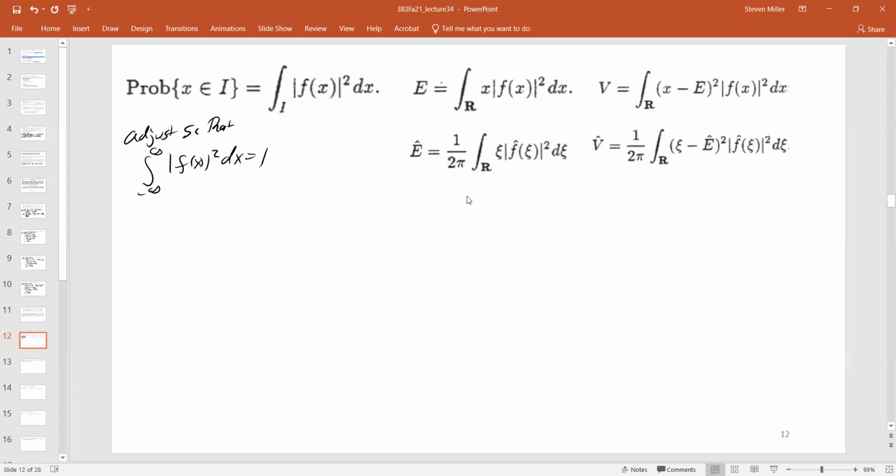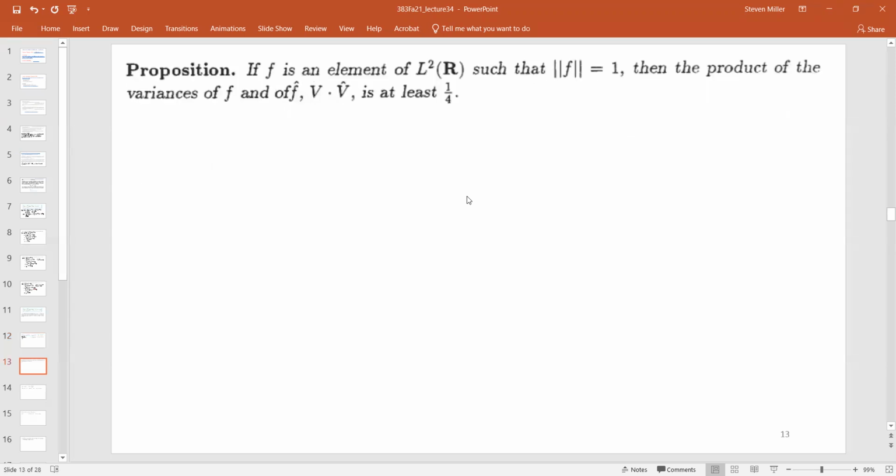And the idea is that what works for the Gaussian actually works in general. The more precisely you know how tight f is, the less you know about f hat, the more spread out f hat is, and of course vice versa. All right. So the mathematical statement is that if we adjust so that the L2 norm of f equals 1, so think of absolute value of f squared as a probability distribution, then the product of the variances, v and v hat, is at least 1/4.